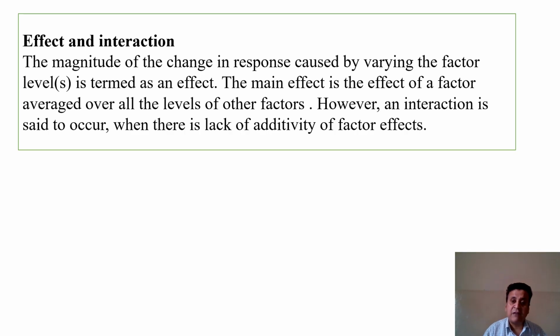The main effect is the effect of a factor averaged over all the levels of other factor. Suppose we are taking two factors. One is the excipient concentration. Its own effect is called as the main effect. However, an interaction is said to occur when there is a lack of additivity of factors effect. Suppose there are two factors, amount of excipient and the mixing time. And both these factors, if they are affecting each other, then that is called as interaction.